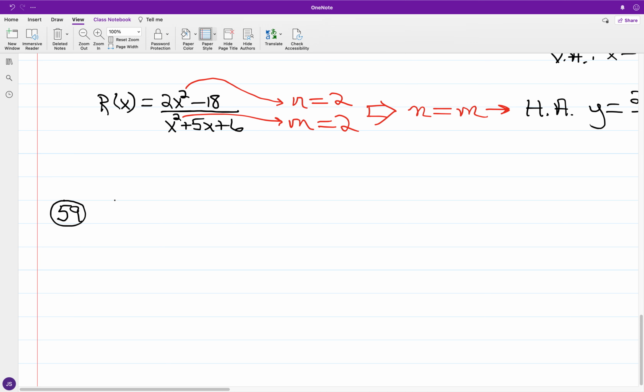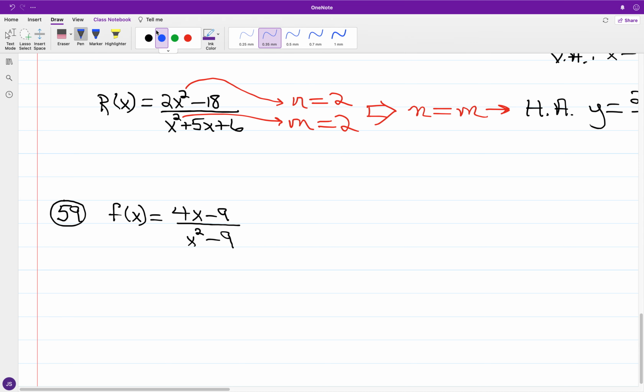Okay, so we have number 59. You have a function f of x equal to 4x minus 9, all over x squared minus 9. Now looking at what we have for the domain, you're looking for the restricted values before any kind of reduction is performed. So again, x squared minus 9 cannot be 0.